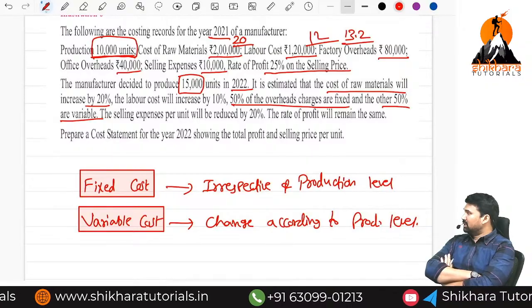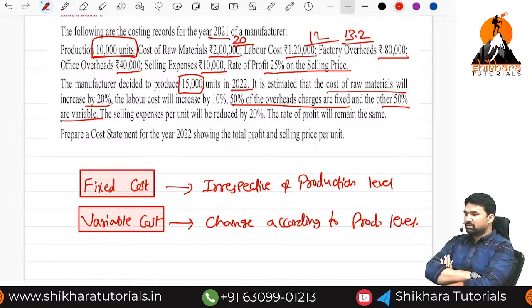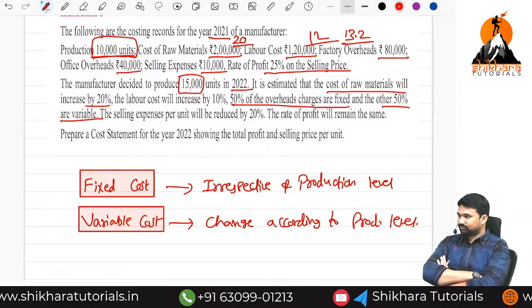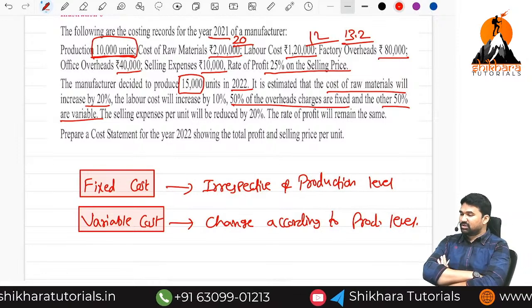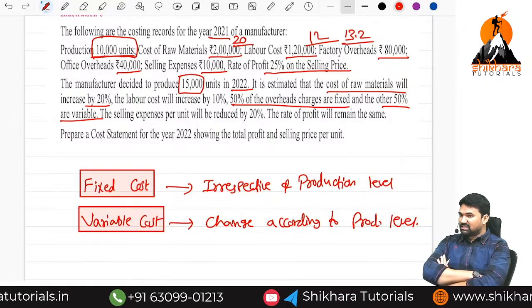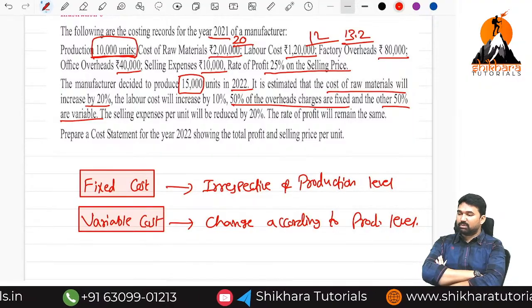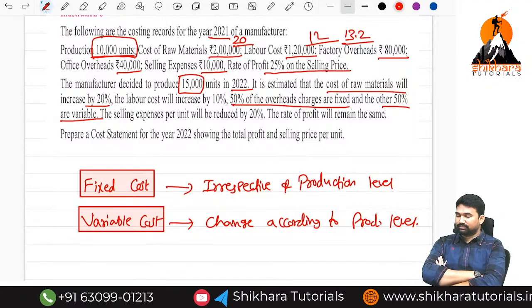After solving the problem, I'm going to give time. You must write in your running notes. For all subjects, you are placing one book. No, I want separate books for separate subjects, or at least there should be a separate book for costing subject.